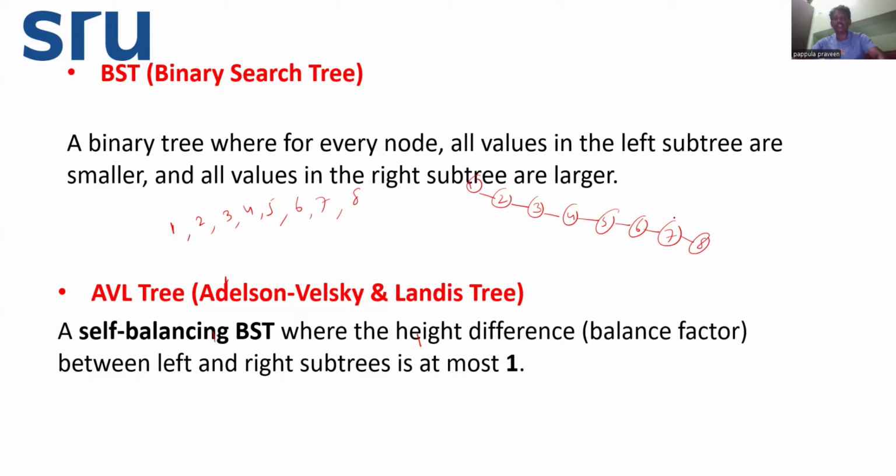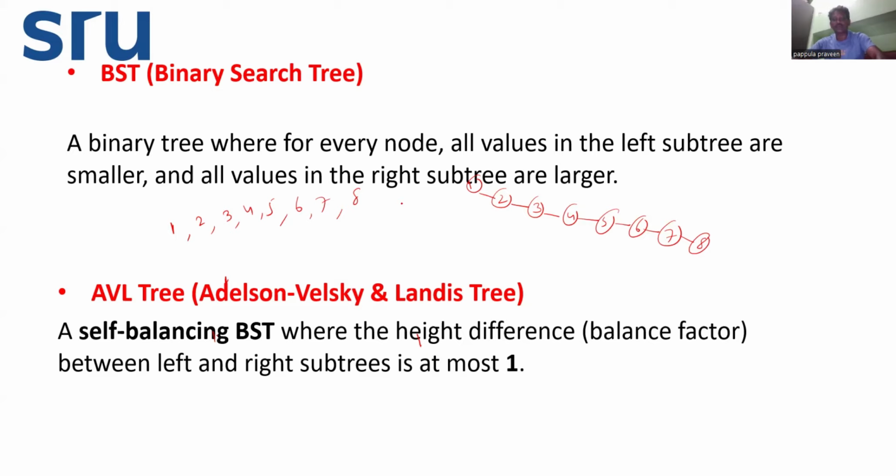Now we have to search 8. 8 is compared with the root node. 8 is greater than the root node, so we move to the right side. We compare with the next node, which is 2. Is 2 equal to 8? No. Then 8 is greater than 2, so we move to the right side. Again we compare with 3. Is 3 equal to 8? No. 8 is greater than 3, so we move to the right side. 4 is compared with 8, 5 is compared with 8, 6 is compared with 8, 7 is compared with 8, and 8 is compared with 8. 8 is equal to 8.